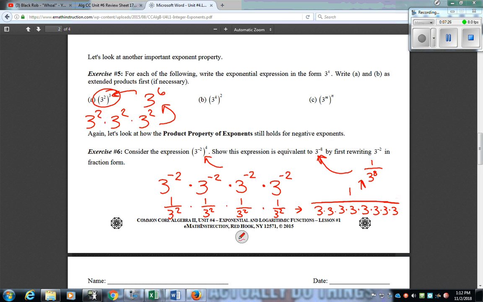So using our rules for exponents, if you have a power raised to a power, or if you have a power times the same base in another power, those rules still apply for negative exponents like they did for positive.